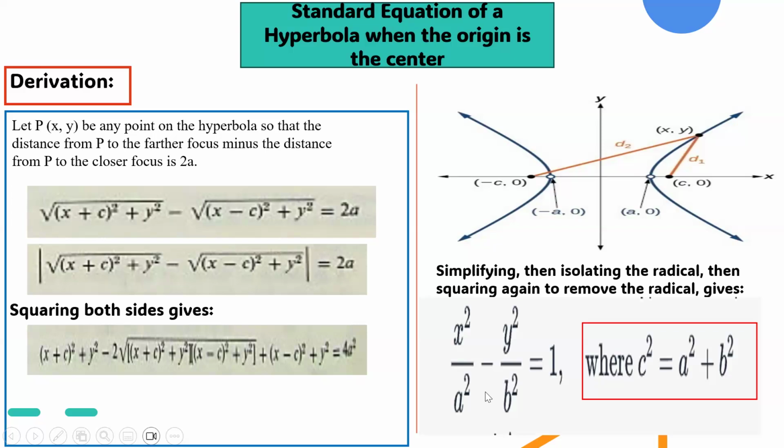Now, this is the standard hyperbola equation for when the origin is the center. And here we can see we have a relationship between a, b, and c. So this relationship is expressed using the Pythagorean theorem, where c² is equal to a² plus b².